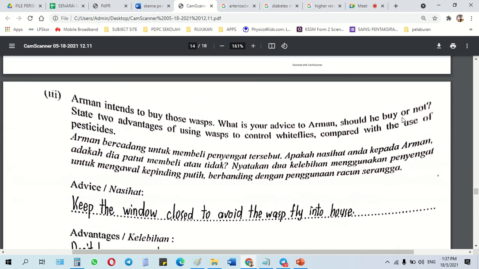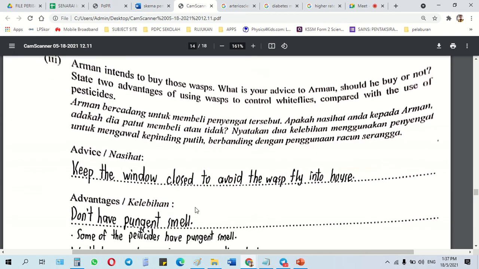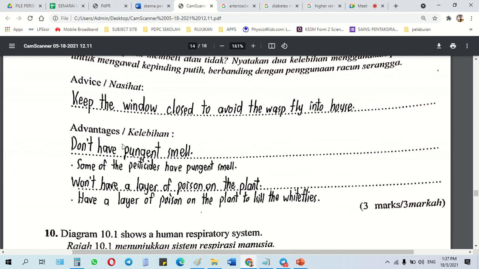Advice ni sama ada should buy or not saja. Okay, so yes, sepatutnya yes, you should buy. Okay, and then advantages, don't have fungal smell. Some pesticide have fungal smell. Won't have a layer of poison on the plants. Have a layer of poison in the plants to kill whiteflies. So kita bagi tahu dekat sini, save cost, not pollute, do not harm other organism. So dekat sini akan dapat markah lah.